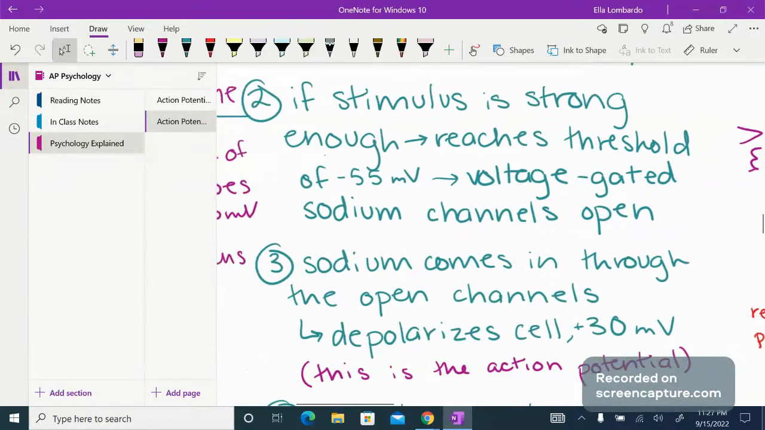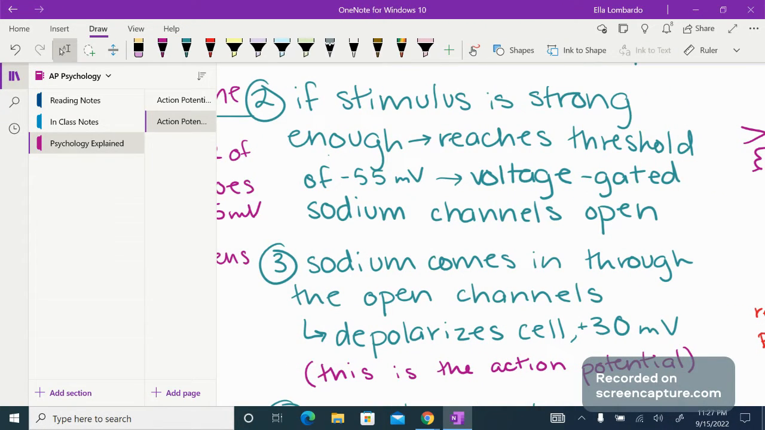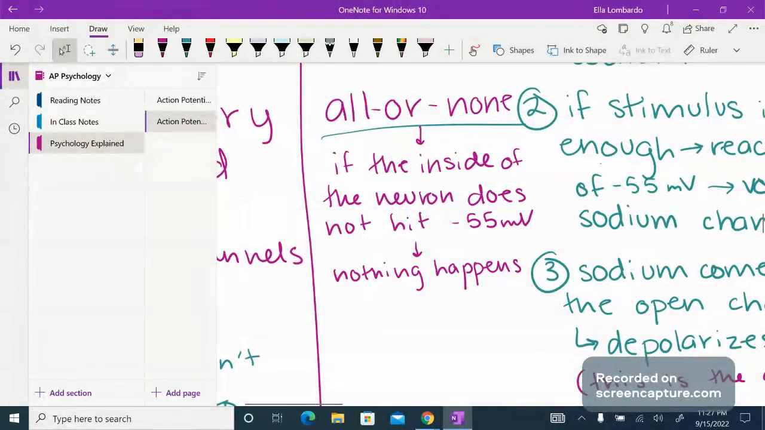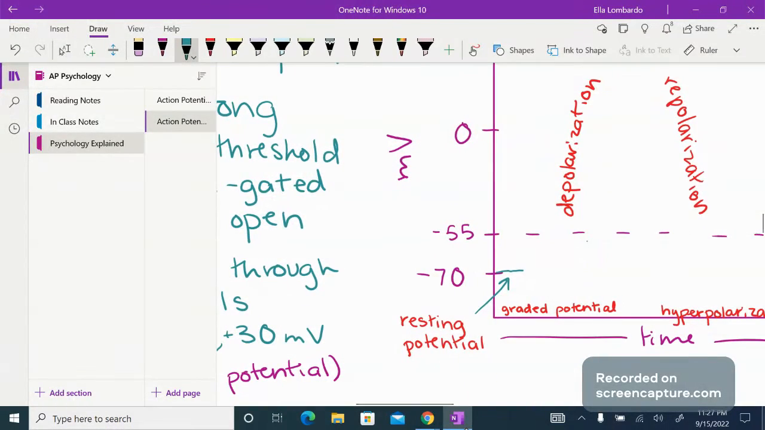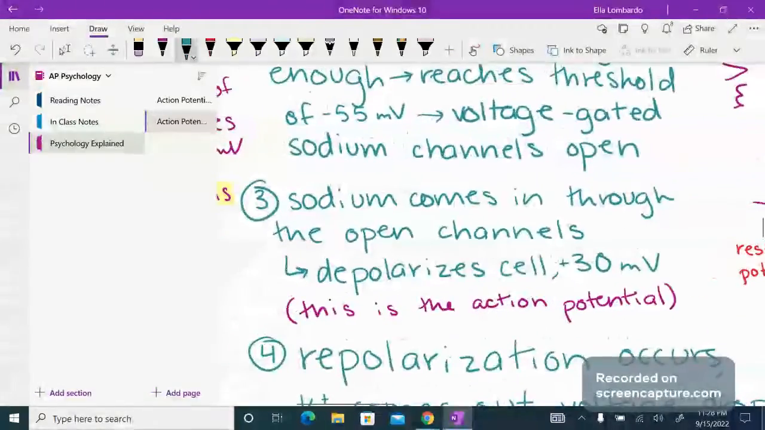So then, step 2. If a stimulus is strong enough and it reaches a threshold of negative 55 millivolts, voltage-gated sodium channels open. Remember the all or none response. If the inside of the neuron does not hit negative 55, nothing will happen, but for the sake of our graph, we're going to say that it does. So we have here it's heading up, and then boom, hits negative 55.